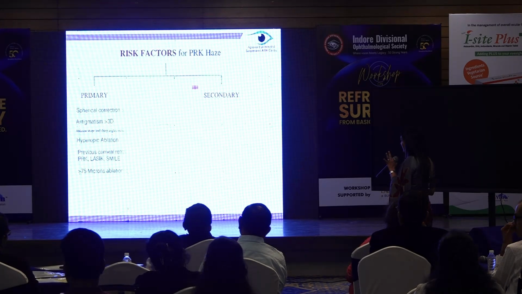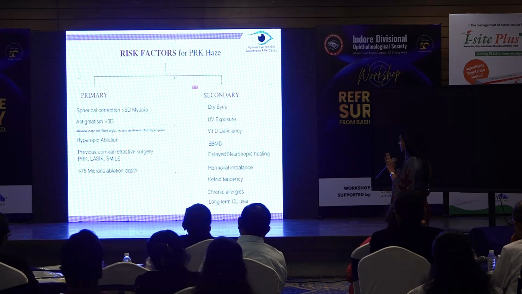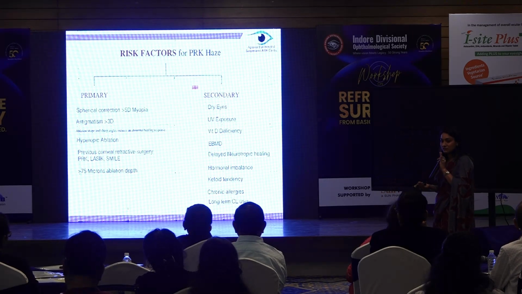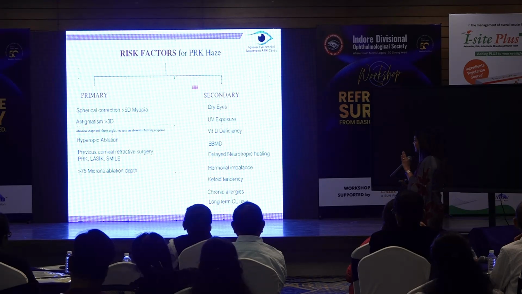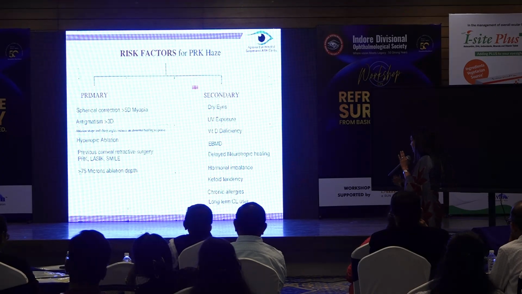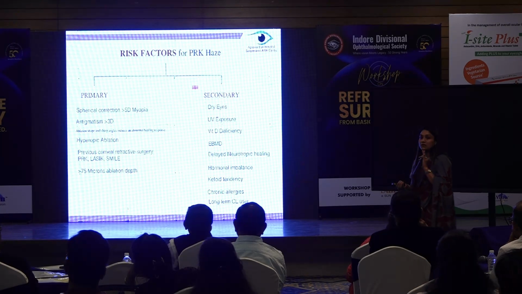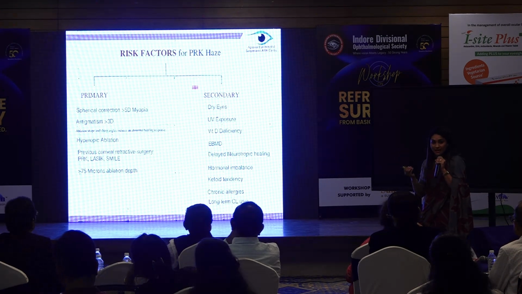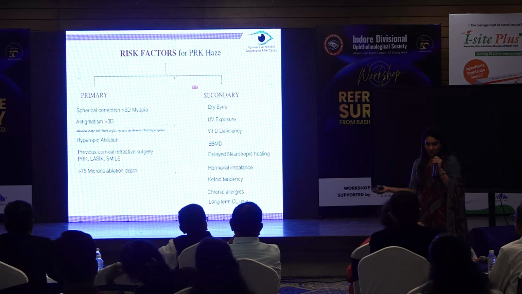Risk factors for PRK haze: we know that if we are treating more, if our spherical correction is more than 5, we can have haze. More than 3 diopters of astigmatism, hyperopic ablations, or ablations of more than 75 microns, there are chances of PRK haze. How do we avoid it? Definitely we take these factors into account. We also take into account UV exposure, so we tell the patients to use good UV-protective eyeglasses, not those 50, 60 rupee glasses which we give them immediately post-surgery.